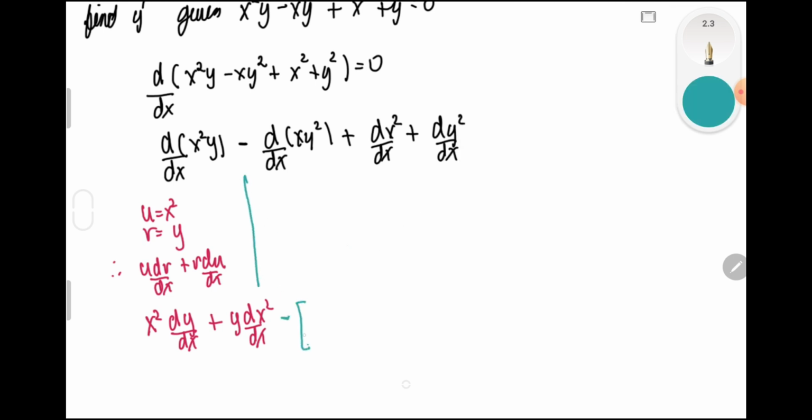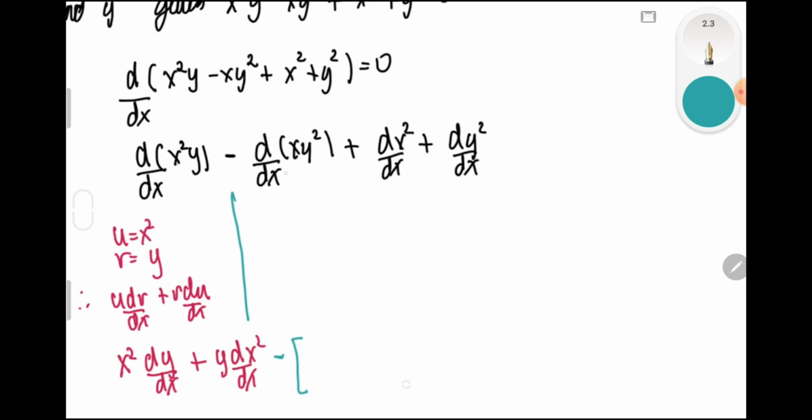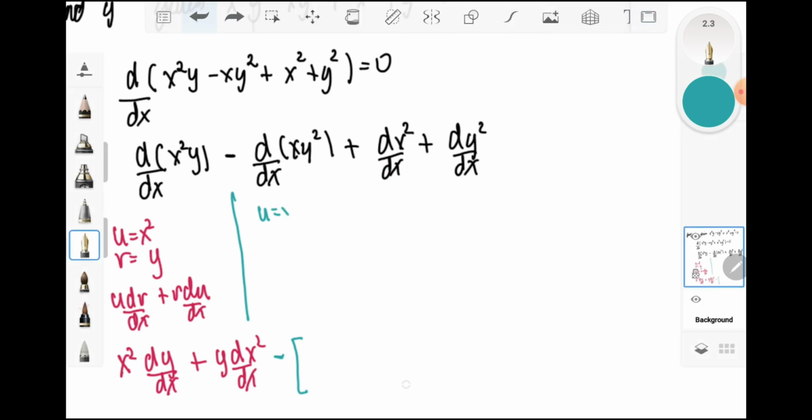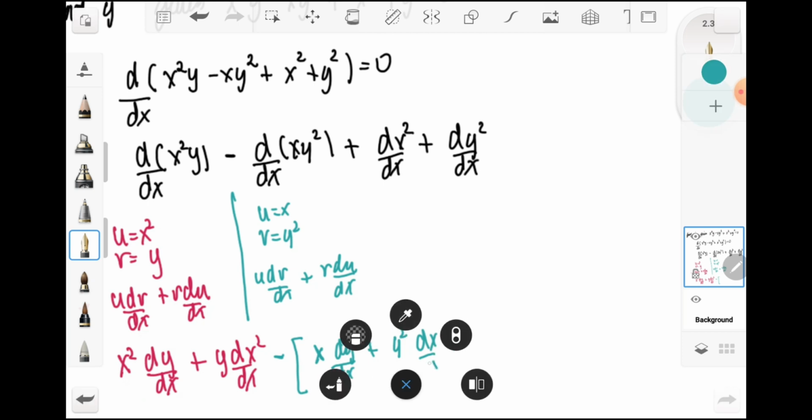minus, of course, in our second scenario, second term we're in, our u will be equal to x and our v will be equal to y squared. So therefore we'll use u dv with respect to dx plus v du with respect to dx, wherein we'll have a value equal to x multiplied by the derivative of y squared with respect to dx plus v, which is y squared multiplied by the derivative of x with respect to x.